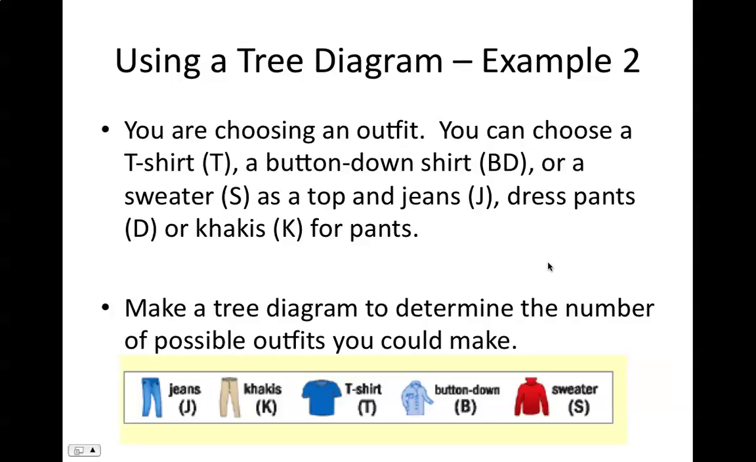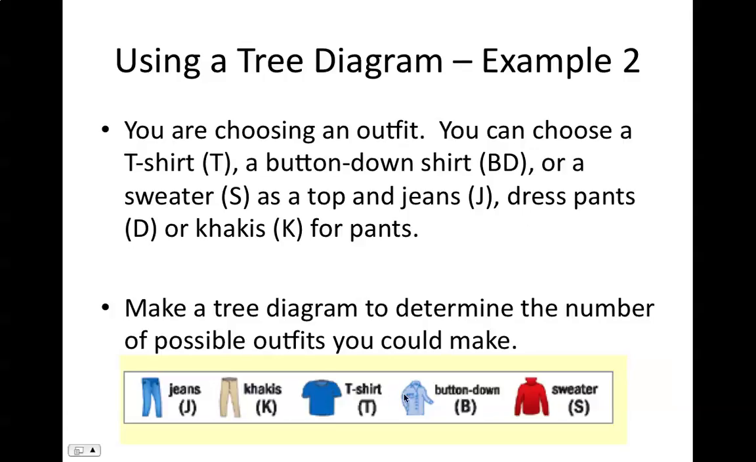All right, here's another example of how we will use a tree diagram. In this case, we're going to talk about choosing an outfit. As far as a top, you could choose from a t-shirt, a button-down shirt, or a sweater. And as far as pants, we have the option of having jeans, dress pants, or khakis. So those are my 3 choices.